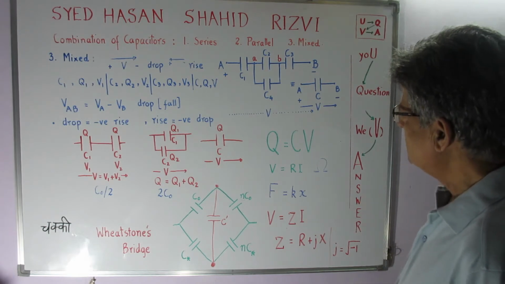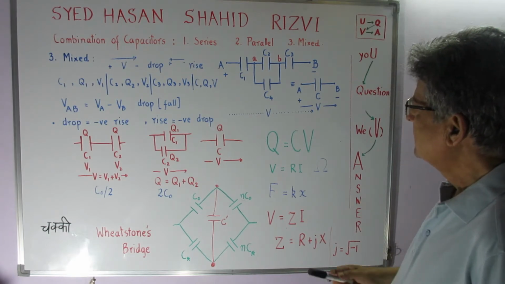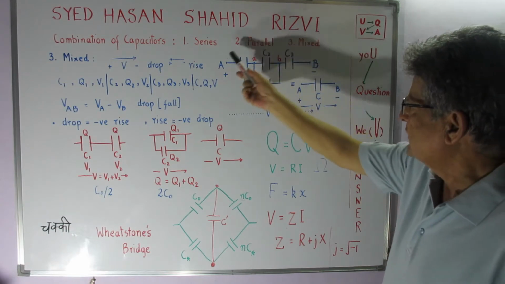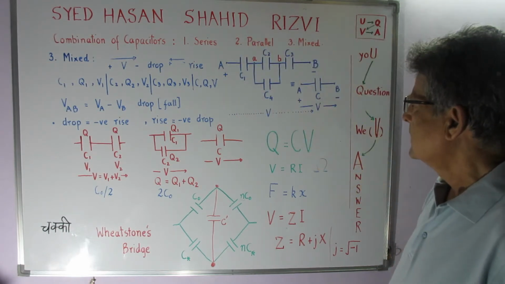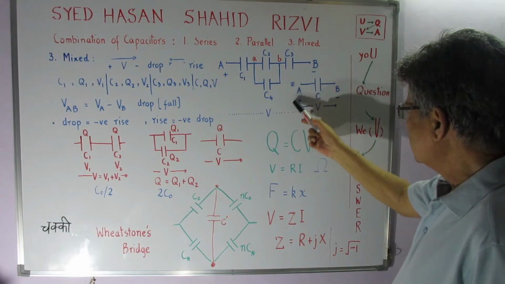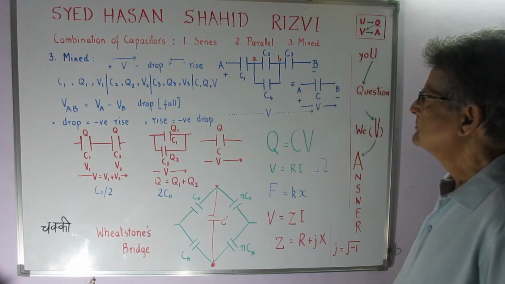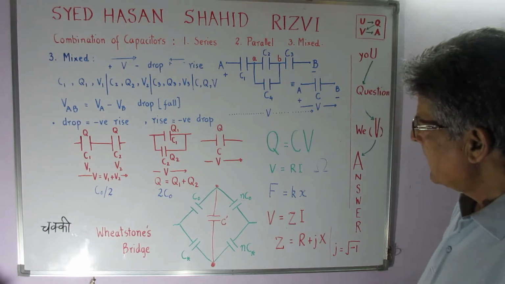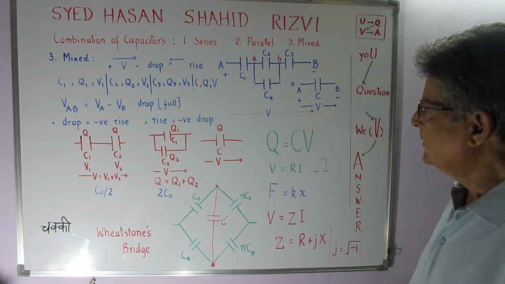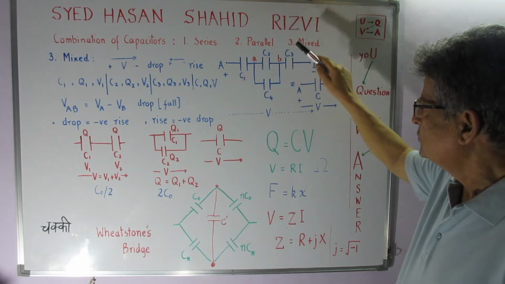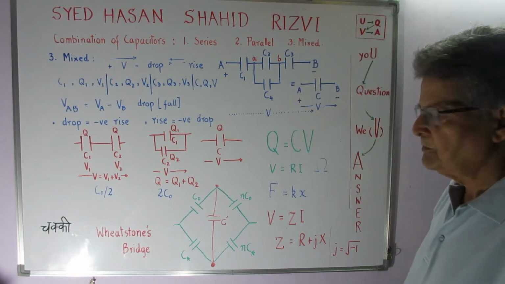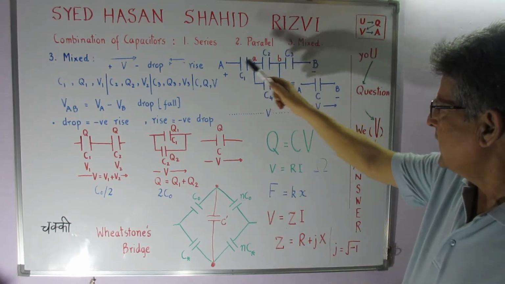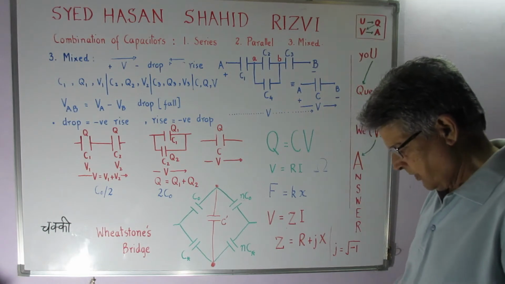So, let us see that here is a structure and here is the equivalent. So, I have 4 capacitors over here, C1, C2, C3 and C4 between the points A and B.